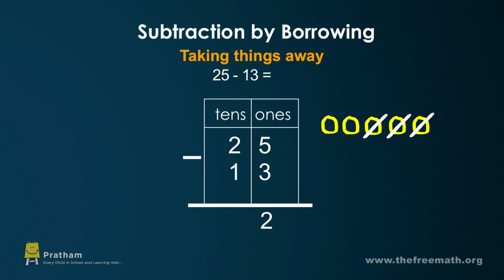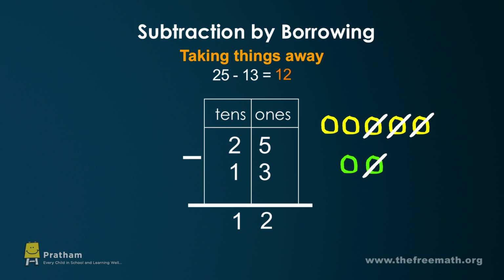Now do the subtraction in the next column, the tens column. Now here we have to do 2 minus 1. So we draw 2 dots. Take away 1. So we are left with 1. That means 2 minus 1 equals 1. So our answer is 12. 25 minus 13 equals 12.